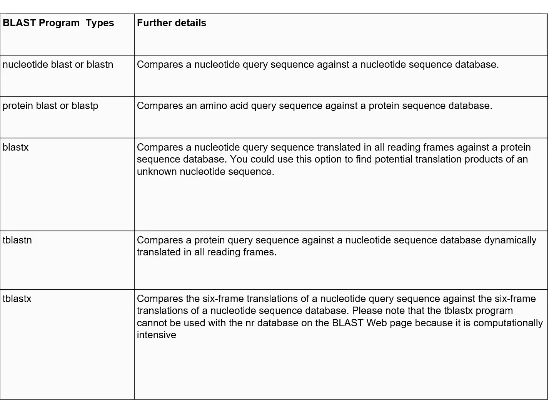There are different BLAST program types depending on whether you are comparing nucleotide to nucleotide, nucleotide BLAST or BLASTn, protein to protein, protein BLAST or BLASTp, translated nucleotide to protein, BLASTx, protein to translated nucleotide, tBLASTn, or translated nucleotide to translated nucleotide, tBLASTx.